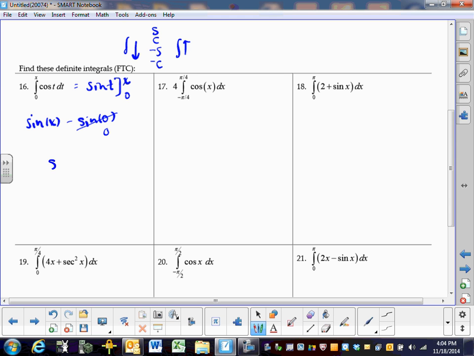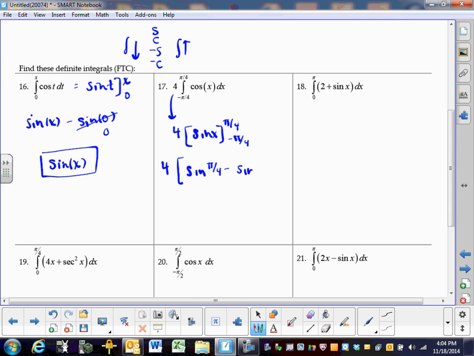Not all trig functions are just 0, though. Be very cautious. So we end up with just sine of x. I can keep the 4 that's factored out. Going backwards from cosine, I get positive sine. And from negative pi over 4 to pi over 4, I'm going to hold that constant and just deal with the trig on the unit circle that I absolutely have to memorize by now. So I have sine of pi over 4 minus sine of negative pi over 4.